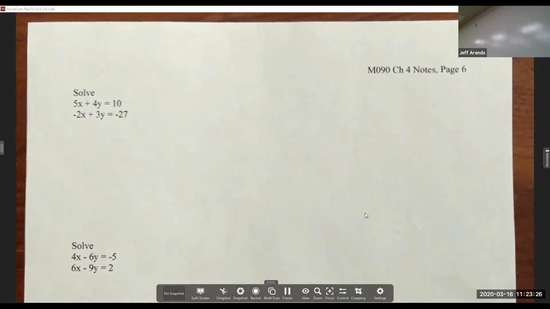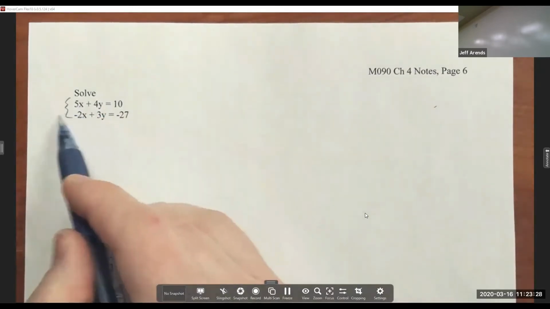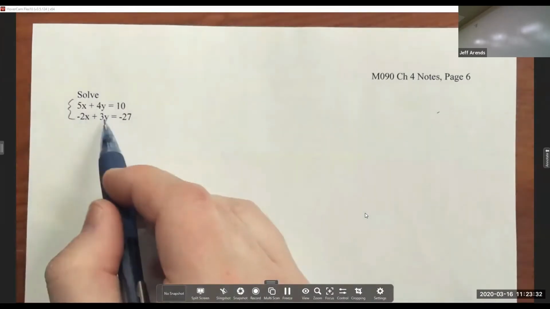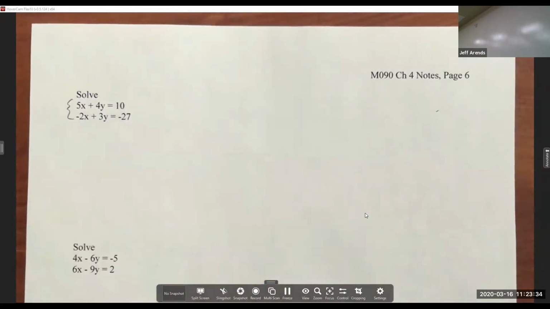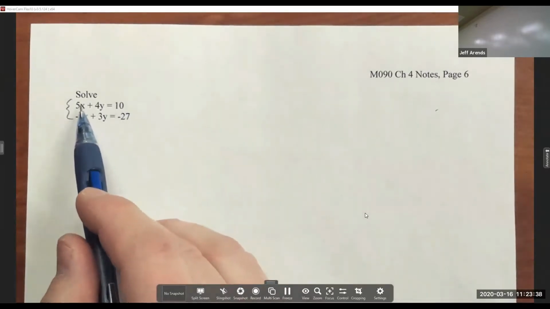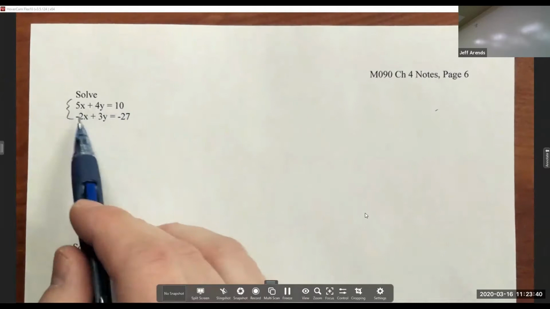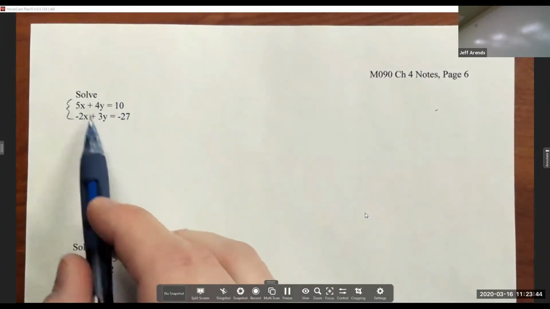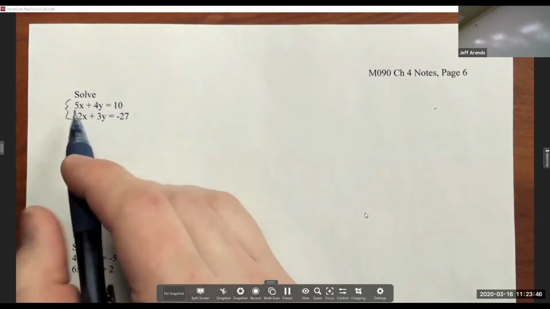Looking at this one, I'm going to use the elimination method. Fortunately, it's already in standard form. You can see the x's line up, the y's line up, and the constants line up on the other side of the equation. So all I need to do is figure out what I need to multiply these equations by so that when I add them together, things cancel.